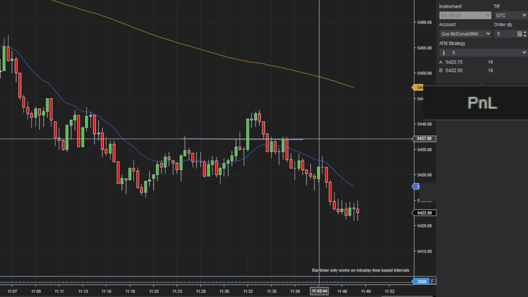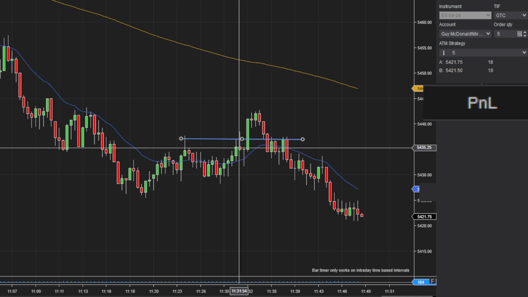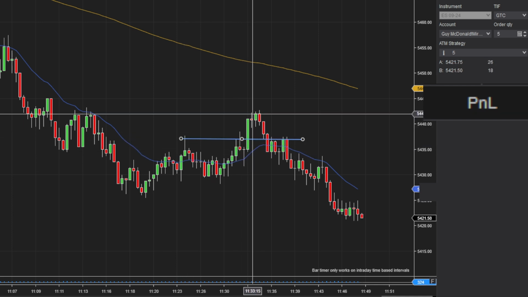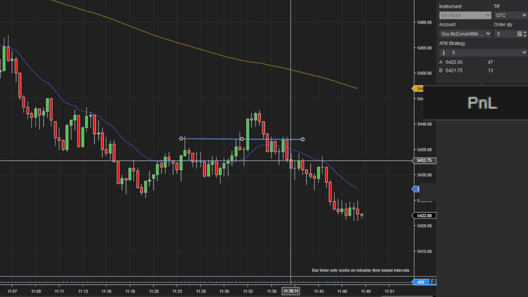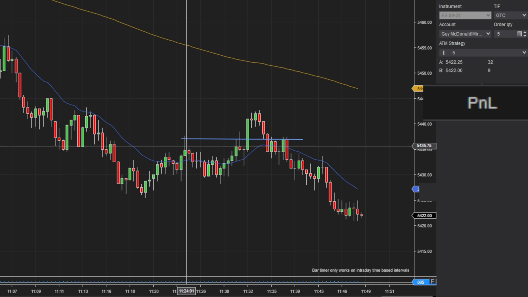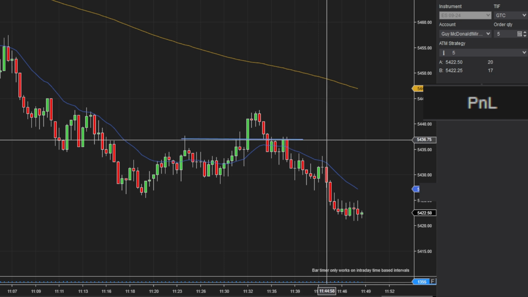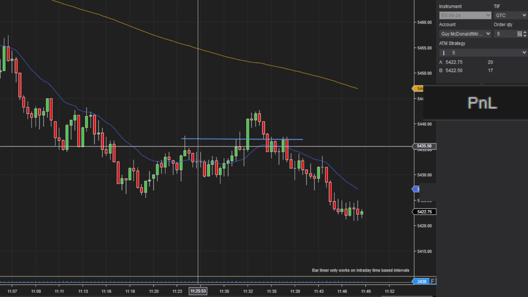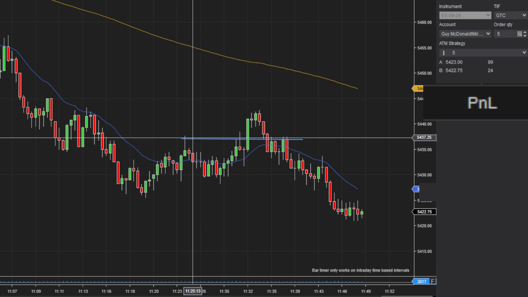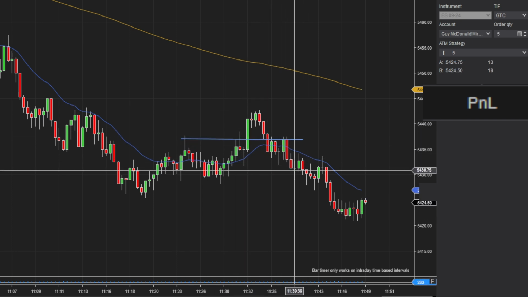And this is kind of a setup I like to look at. When you see multiple tests of a level and then you see it break out, but then the breakout fails and it pulls back and tests that level again, and then you start getting shorts again. And this is effectively like a head and shoulders top. So left shoulder, head, then right shoulder, right? And so that's what a head and shoulders is. But I don't quite see it as a head and shoulders top. I see it more as a test of a level, a failed breakout, and then a retest. And then you can start looking for trades again.